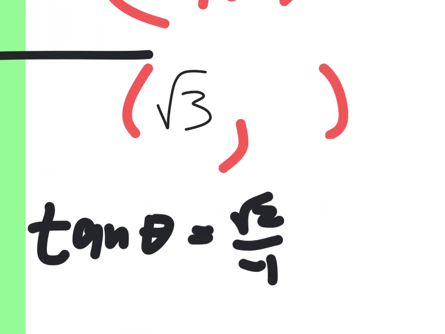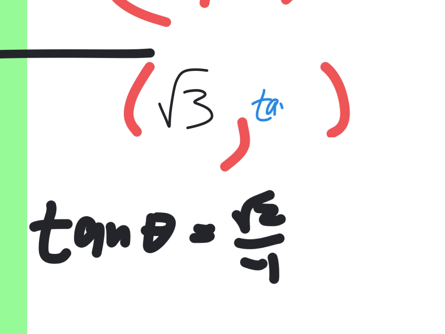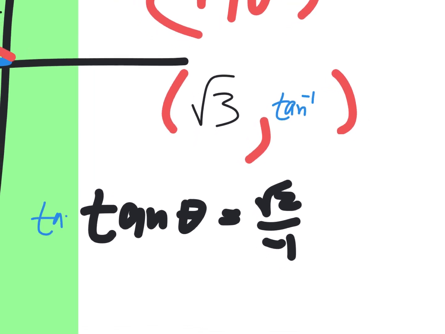Inverse tan, there it is. Inverse tan on both sides. Inverse tan of root 2 over -1. That's it. That got weird, only because we didn't know the angle.